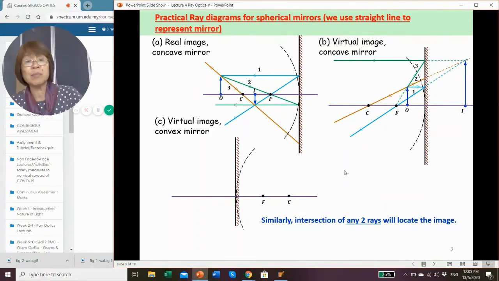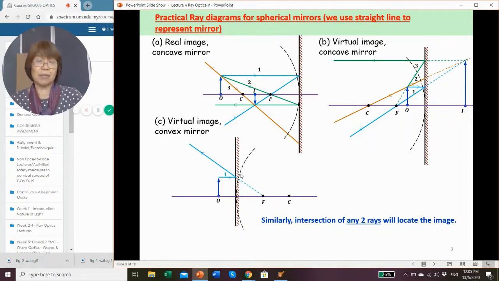Now for the convex mirror, we do the same thing. But of course, initially you've got to mark the focal point and the center of curvature. So object, the first ray, okay, we need to project because we are aligning towards the focal point here to draw this ray. And then I'm putting the third ray, which is the one that is aligned to the center of curvature. So this is where they meet. This is where I locate the image.